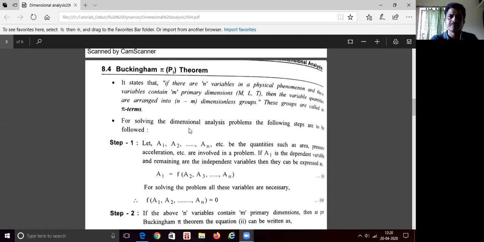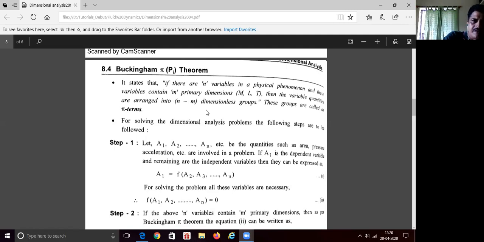100% there will be one problem on Buckingham pi theorem. In that 5 to 6 marks, they may ask Rayleigh's method also. They may ask theory, or sometimes they ask you to write the different steps involved in Buckingham pi theorem. So it states that, the definition is here, this you have to boil.